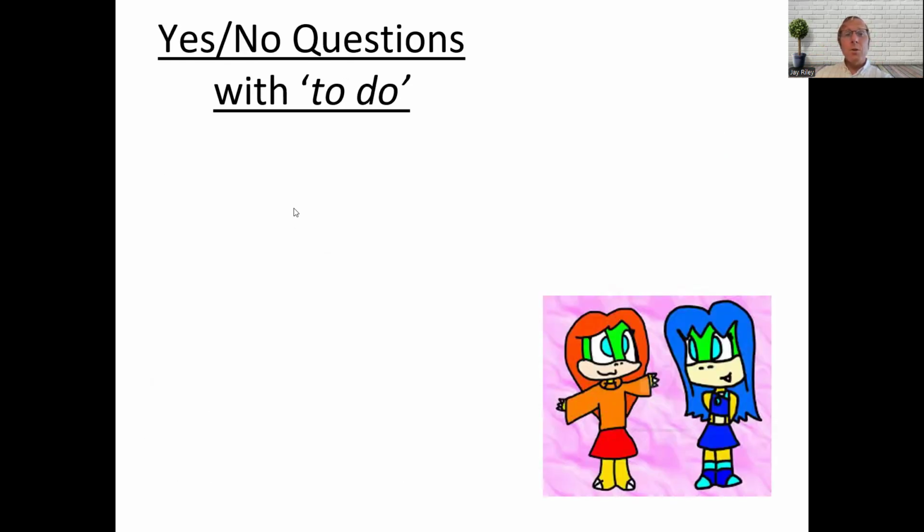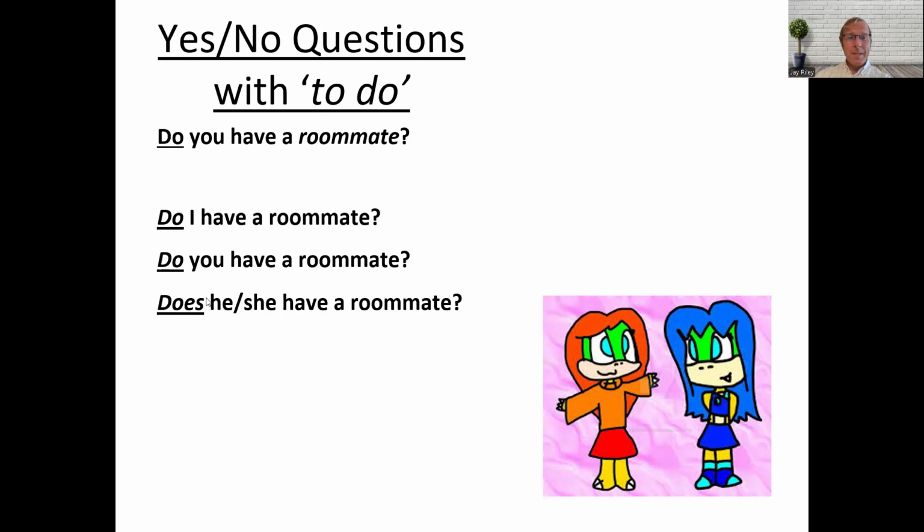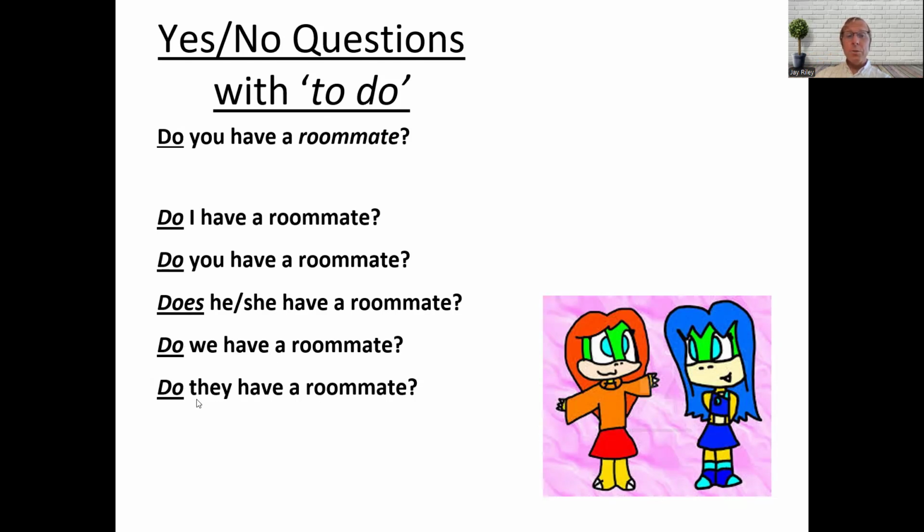Now let's talk about yes/no questions with to do. When we ask yes/no questions with the verb to do, we put the verb to do at the front of the question. Do you have a roommate? Do I have a roommate? Does he or she have a roommate? Do we have a roommate? And do they have a roommate? We can see here when we're talking about he or she, we change the verb from do to does.